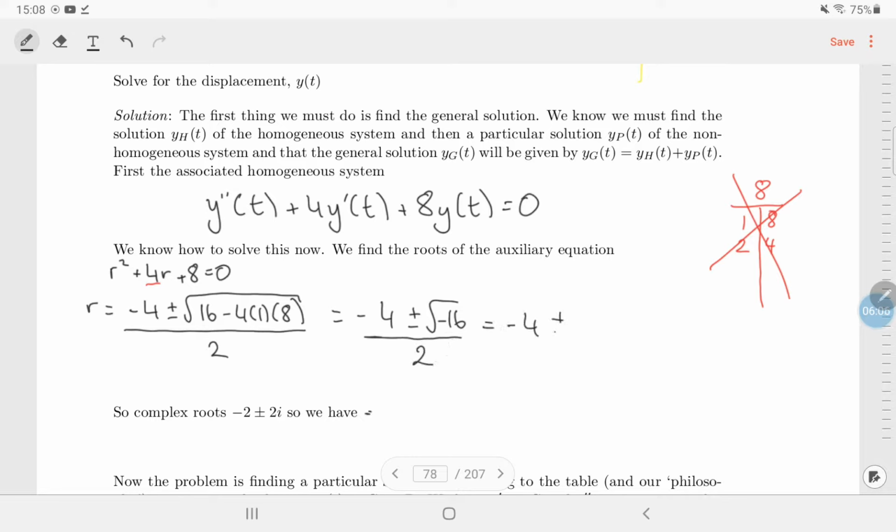Minus 4, that was nearly me talking to myself. I root 16, I suppose I'm all talking to myself in this yoke. And then root 16 is 4.